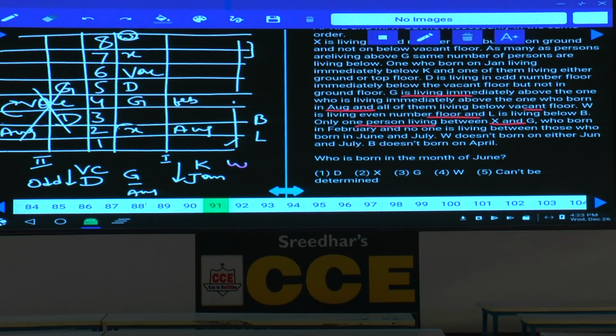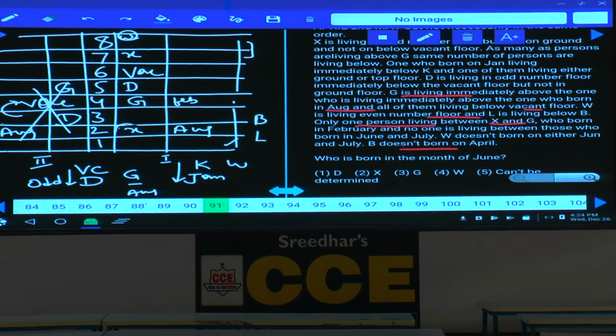Then W was not born in either June or July. Hence, W cannot be on that place, isn't it? If W cannot be here, then X will be here. And B was not born in April.